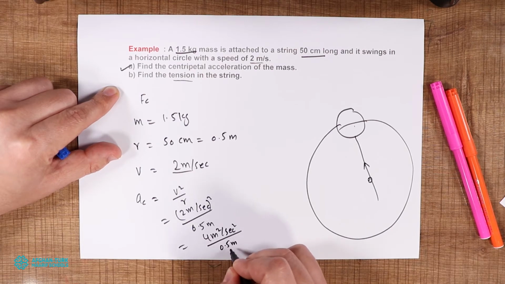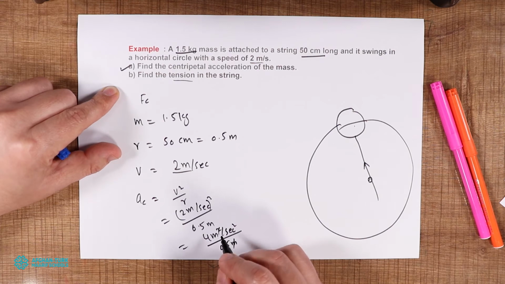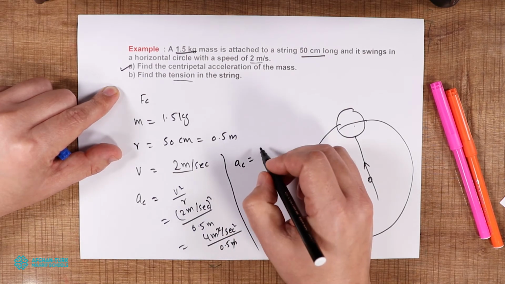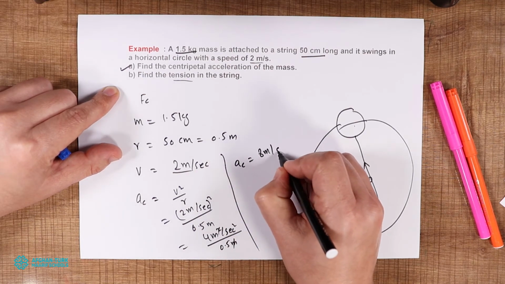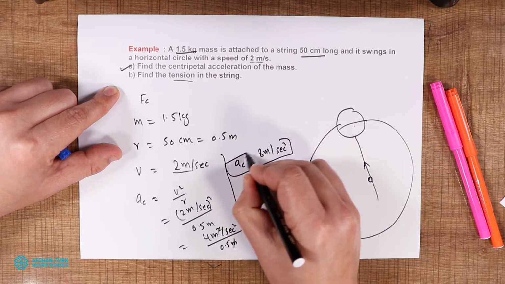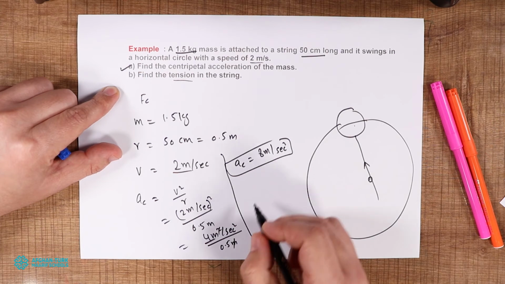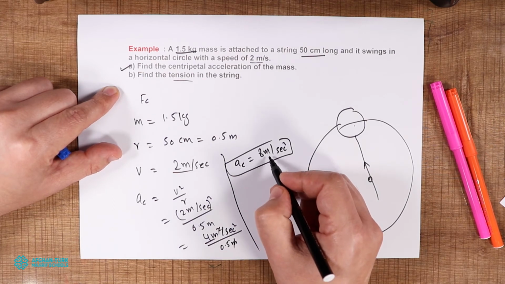So one meter will be cancelled with this. If we divide 4 by 0.5, this is equal to 8 meter per second squared. So this is the acceleration.